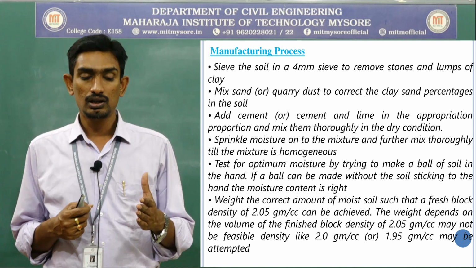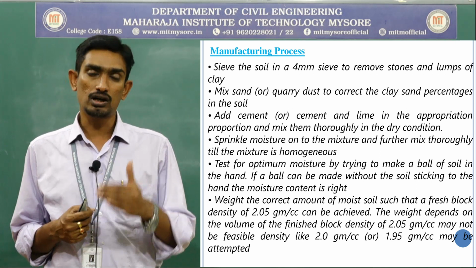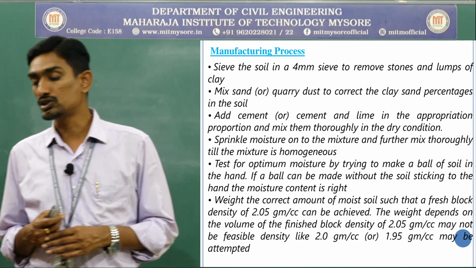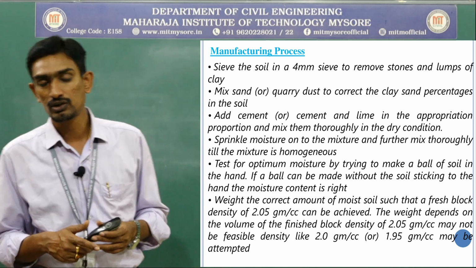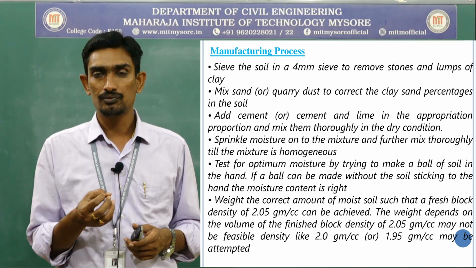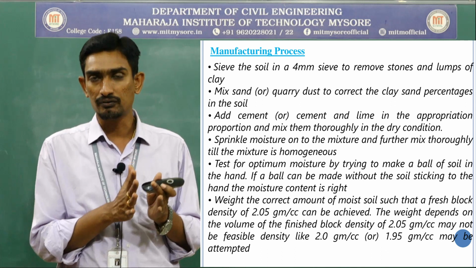That means if the water is more, you cannot produce a good SMB block. If water is less, then also we cannot produce an SMB block. So in order to check the optimum moisture, what we are going to do here is take out a small sample of the mixture of soil and water, and make a ball out of it.